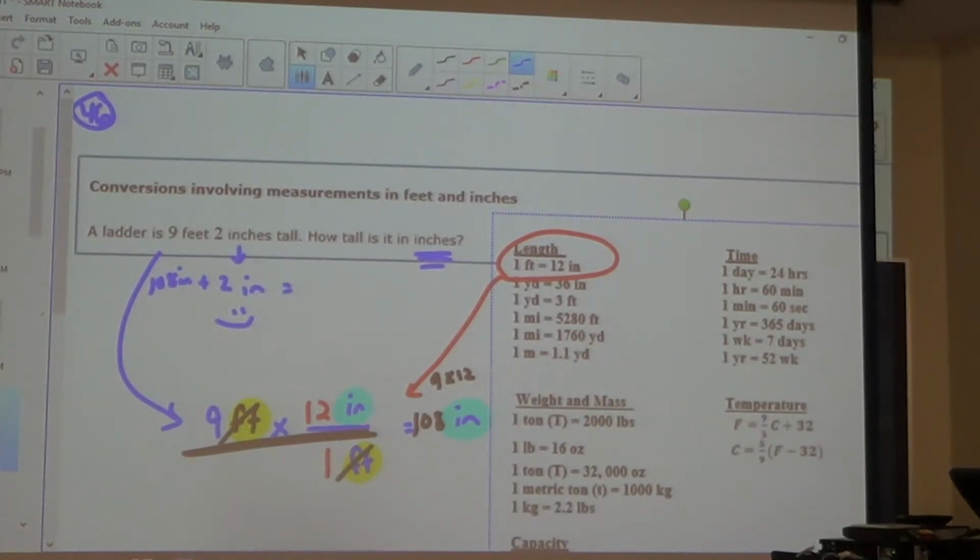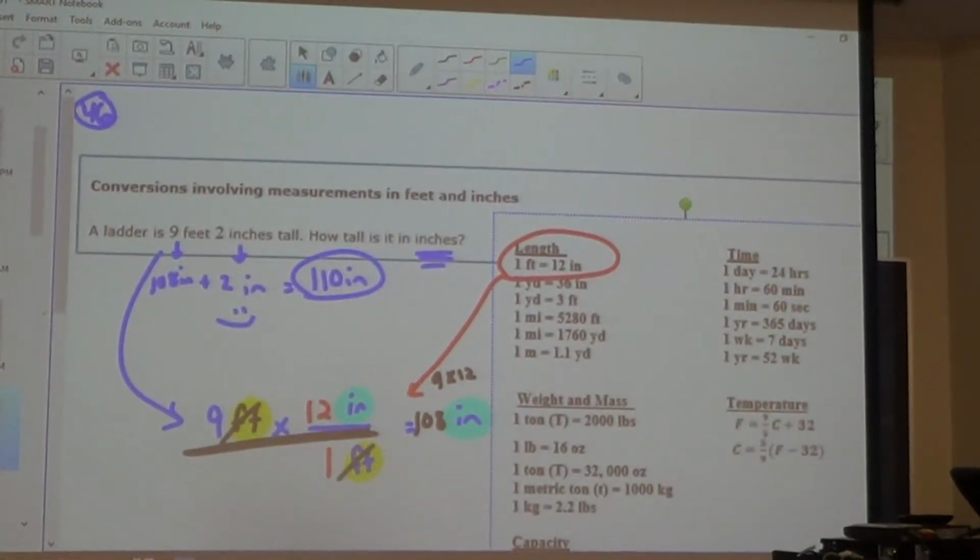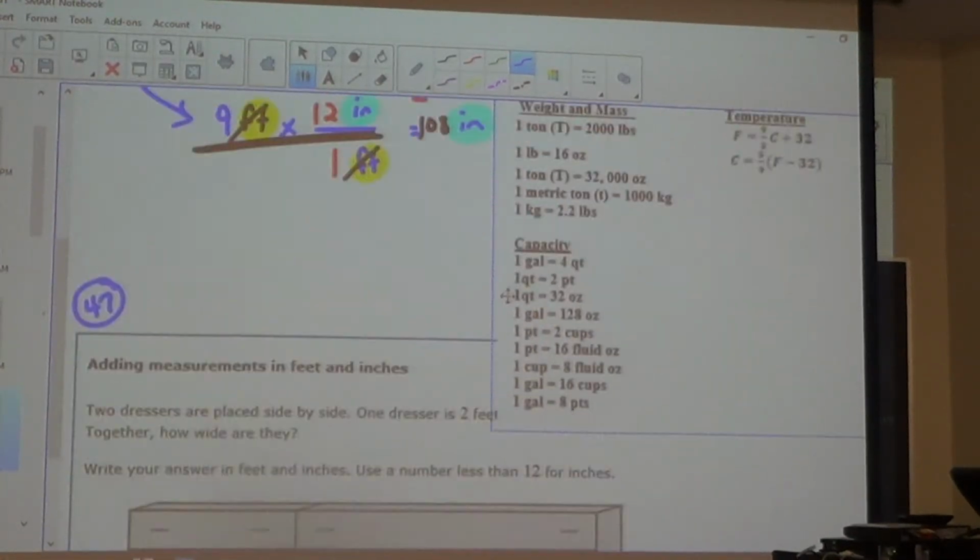So how many inches do we have? This was 108 inches. 110 inches. There's your final answer. Wow. Make it look so simple.